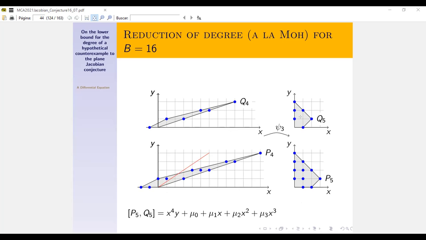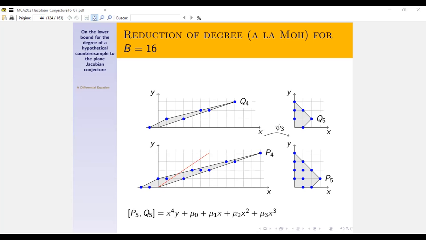So we obtain from the original possible counterexample P and Q a new pair of polynomials Q5, P5, but the Jacobian is no longer a constant. So it's not a counterexample to the Jacobian conjecture, but can be transformed into a counterexample. And the Jacobian is concentrated on the x axis plus some element here, j to the x to the 4. So once we have reduced the size that much, we just compute if there are possible coefficients of P5 and Q5 that satisfy this equation. So this is the method that Mo uses, and we somehow mimic it.